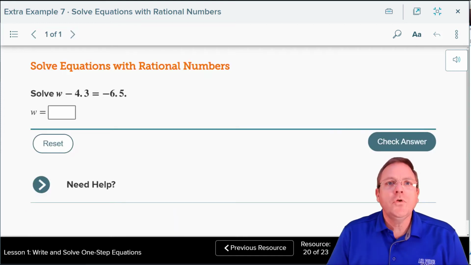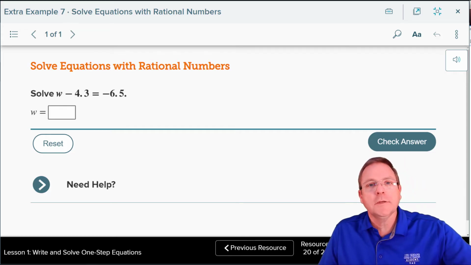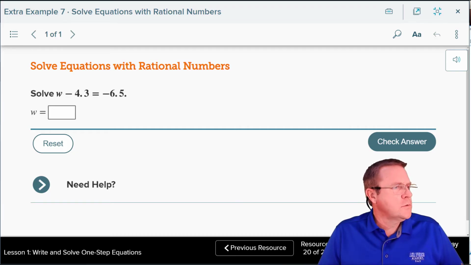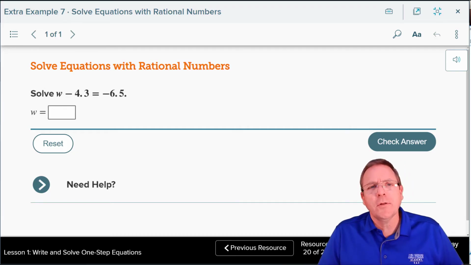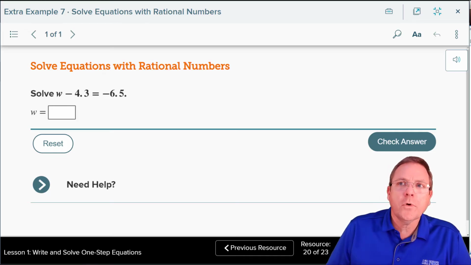Alright, now it's going to be your turn to work extra example 7. This one involves decimals instead of fractions, which is going to make some of the work a little easier. And yeah, add and subtract, that one will be a little easier than the last one we did. Make sure you're showing good quality supporting work on paper as you're working on this.